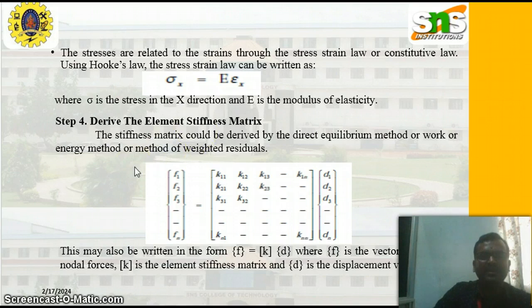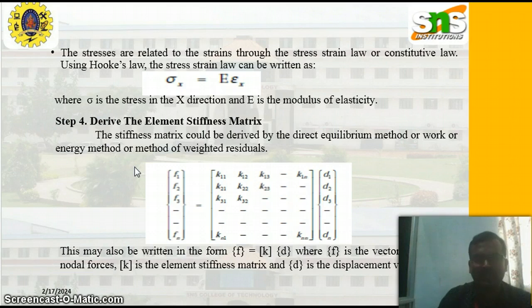And the fourth step: we derive the finite element equation for each element. We can choose the normal finite element equation, which is F is equal to K into U, where F is the force vector, K is the stiffness matrix, and U is the displacement vector. In the format F equals K U, we can develop the finite element equation.